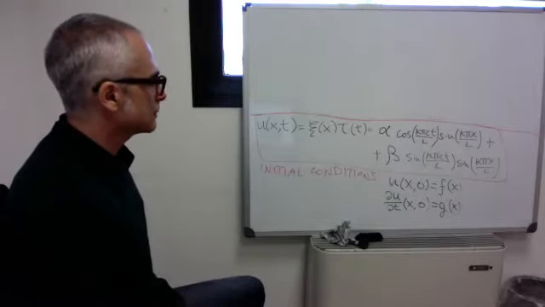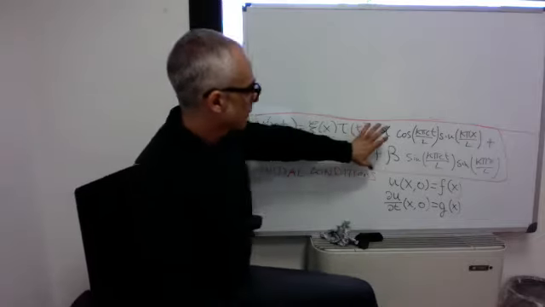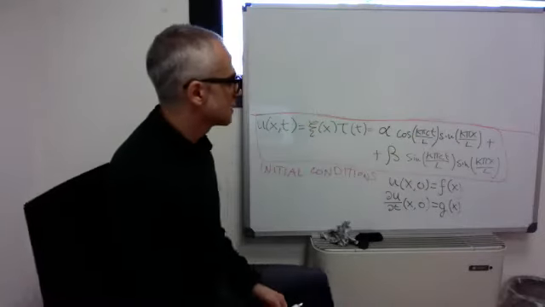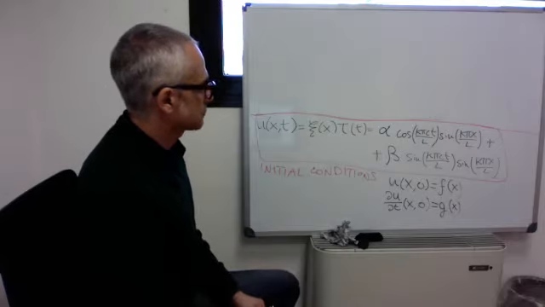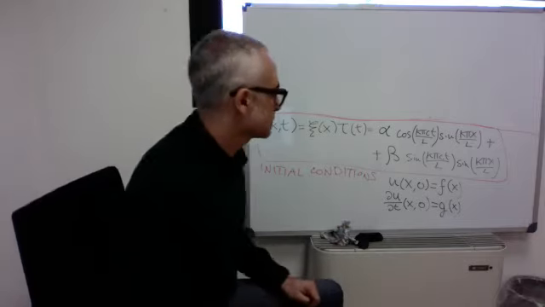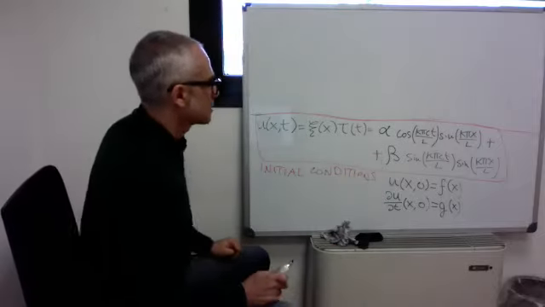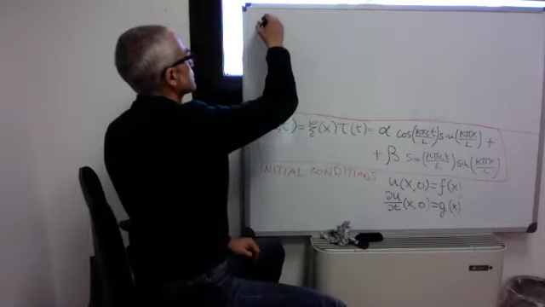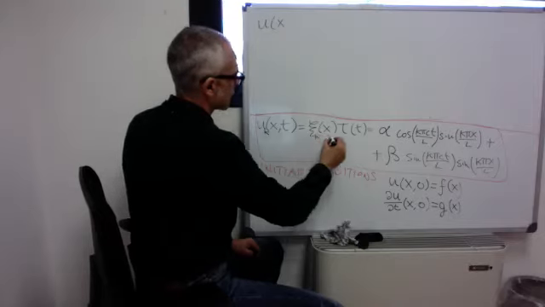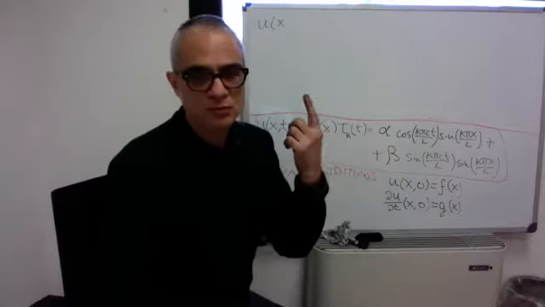Now I mentioned that this is not a general solution. This is a spectrum of particular solutions, and the general solution of the PDE should be a linear combination of all possible particular solutions. So I should call this u_k, which is the product of psi_k and tau_k, because each of these corresponds to one value of k.